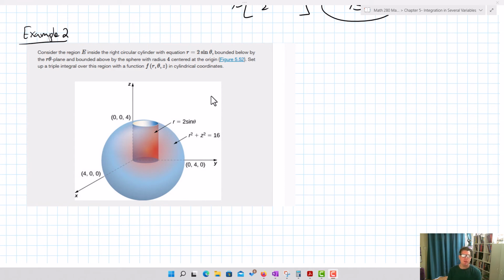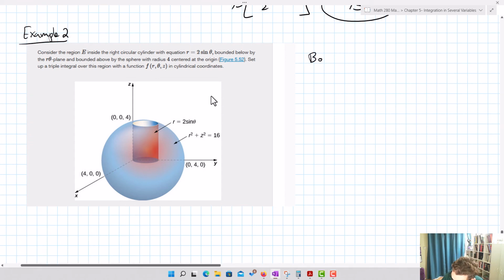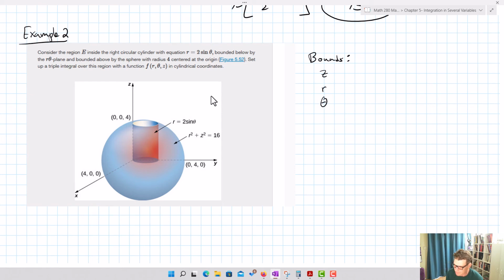Let's consider that we've got the region E inside the right circular cylinder with equation r equals 2 sine theta, bounded below by the r theta plane and bounded above by the sphere with radius 4 centered at the origin. We're going to set up a triple integral over this region with a function f of r, theta, z in cylindrical coordinates. We're going to need bounds for z, bounds for r, and bounds for theta.